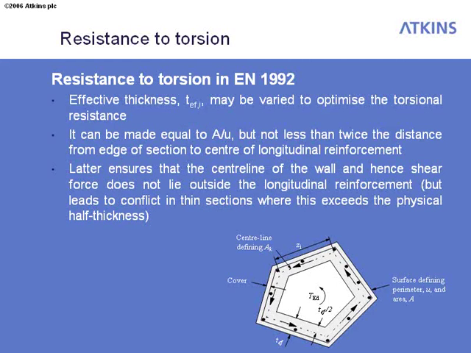But the effective thickness is yours to choose, so this is just a starting point, and you don't have to even start with that as an iteration. There's one caveat on wall thickness, and that is that you cannot make it less than twice the distance from the edge of the section to the centre of the longitudinal reinforcement. And the reason for that is if you go for a very, very thin effective strip, then it means that the centre of your shear flow actually lies then outside the reinforcement.